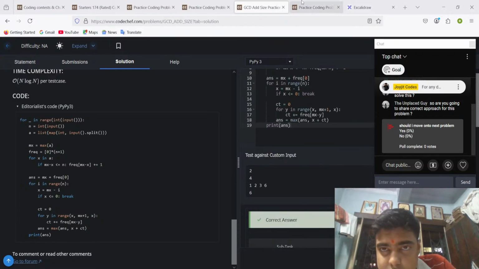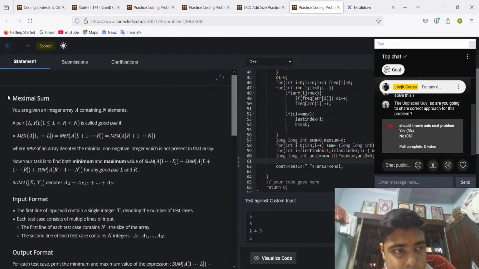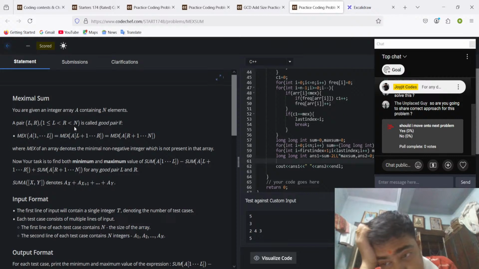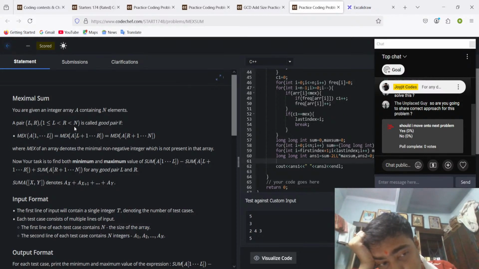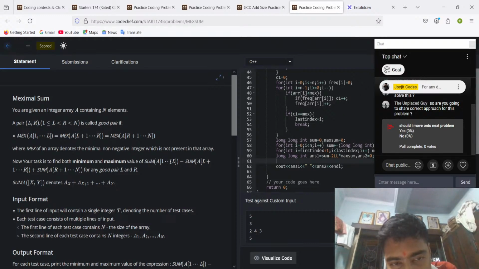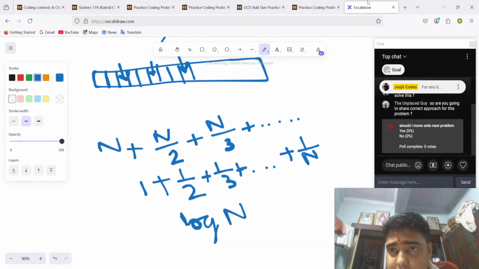Obviously this will be ours. Okay, maximal sum. You're given an integer array A containing n elements. The pair L, R is called good if the max of all the elements till L is equal to the max of all the elements from L plus 1 to R, is equal to the max of all the elements from R plus 1 to N. What you have to find is the minimum value of the sum of A 1 to L, minus the sum of L plus 1 to R, plus the sum of R plus 1 to N. And the maximum one also.